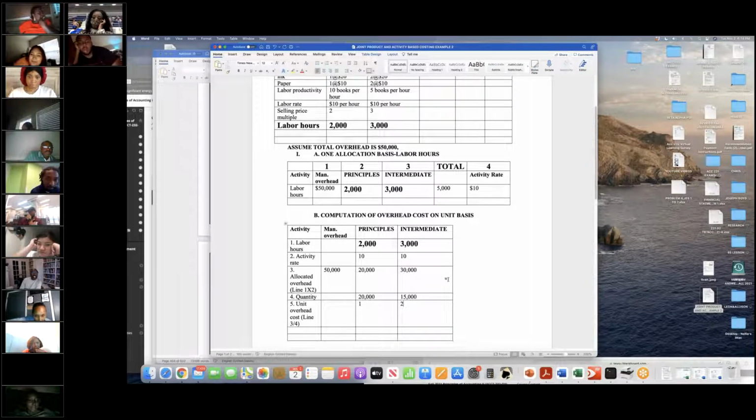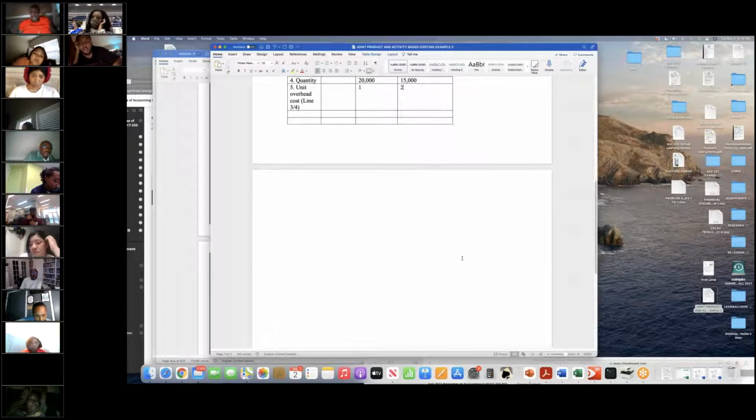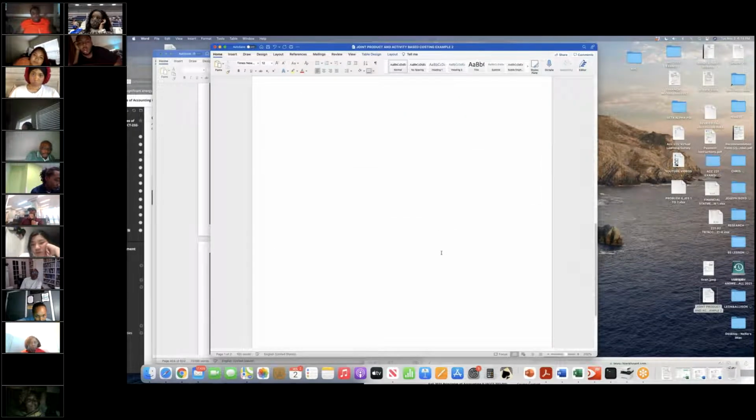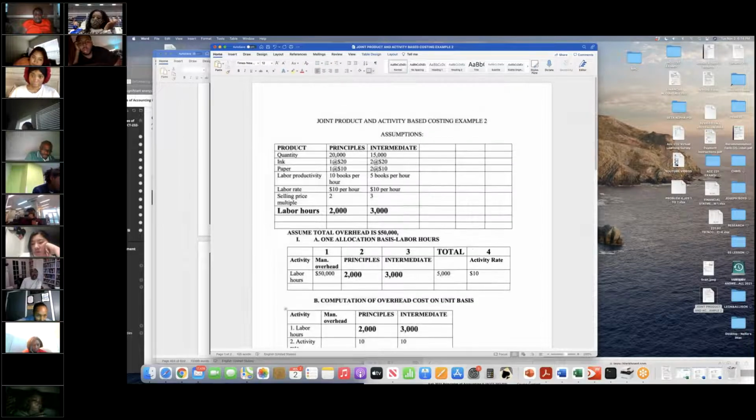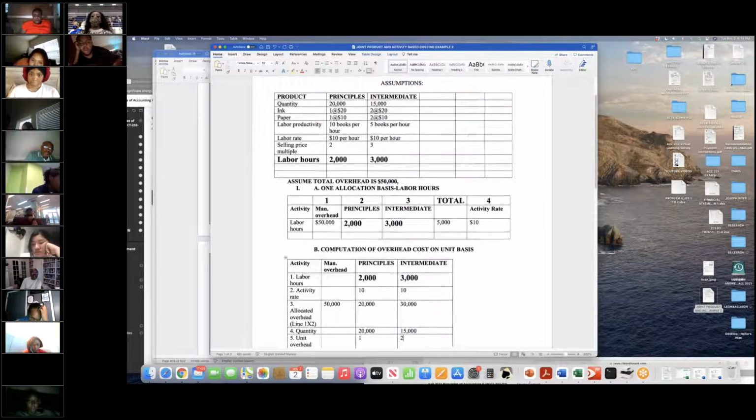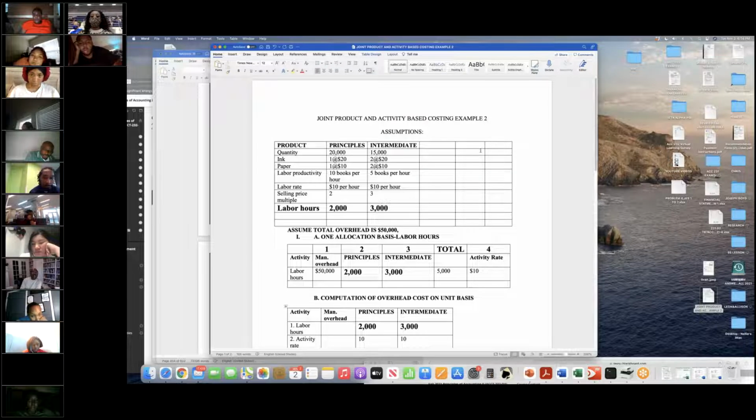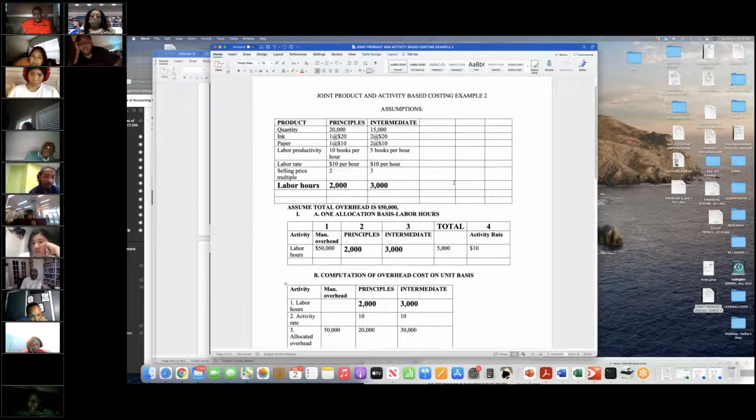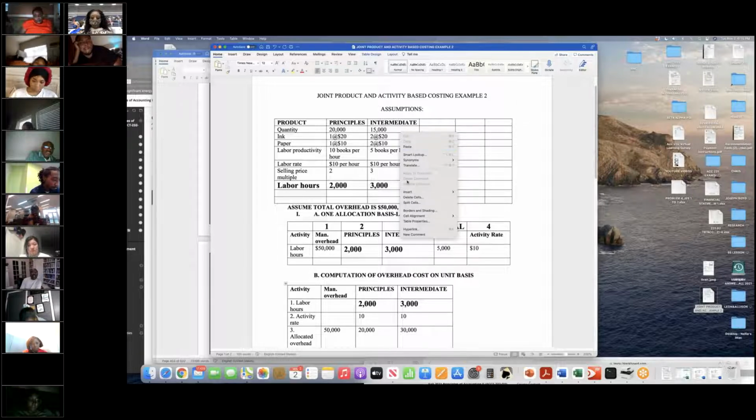All right. Now, I left that part off. You need to come up with the unit cost. Can you come up with the unit costs of each one? I got 42 for principals and 74 for intermediate. So, let me see. Insert column to the left.